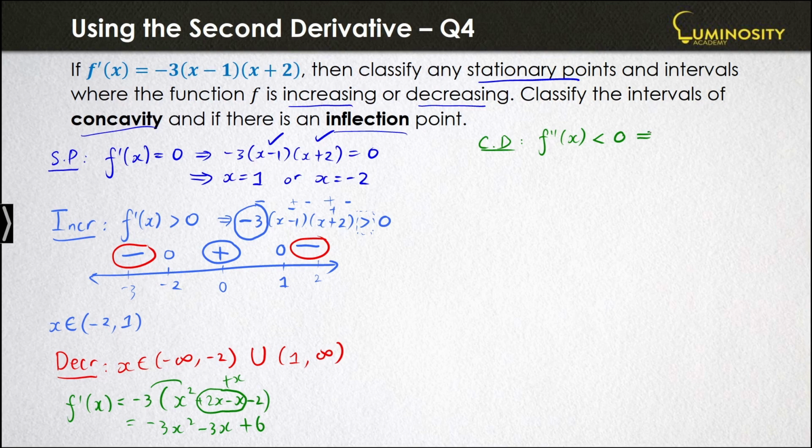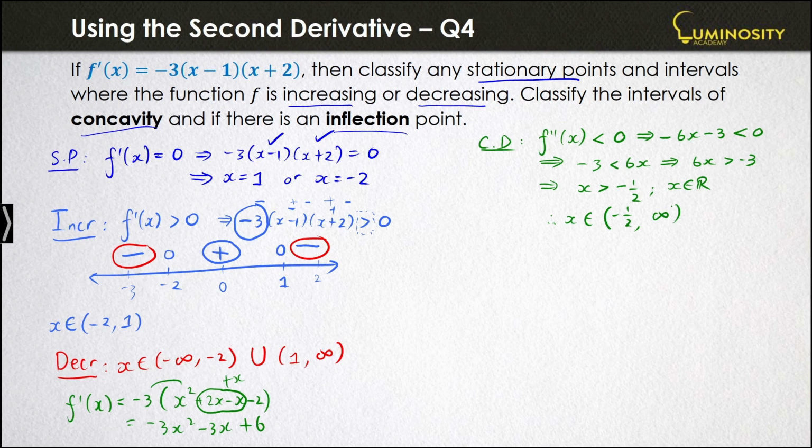The second derivative is taking the derivative of the first derivative. So that becomes negative 6x minus 3. And that must be set less than 0. Solving this linear inequality, I'll take 6x across. So I have negative 3 is less than 6x, which is the same thing as saying 6x is greater than negative 3. Then if I divide both sides by positive 6, I have x is greater than negative 3 over 6, which is negative a half. So in interval notation, x is an element from negative a half all the way to positive infinity.